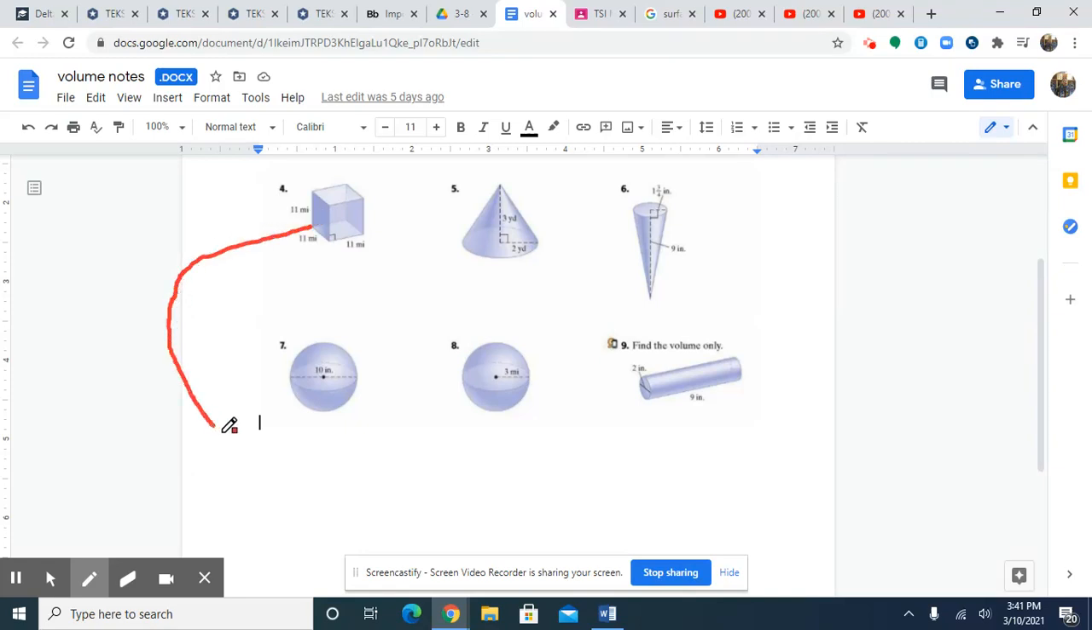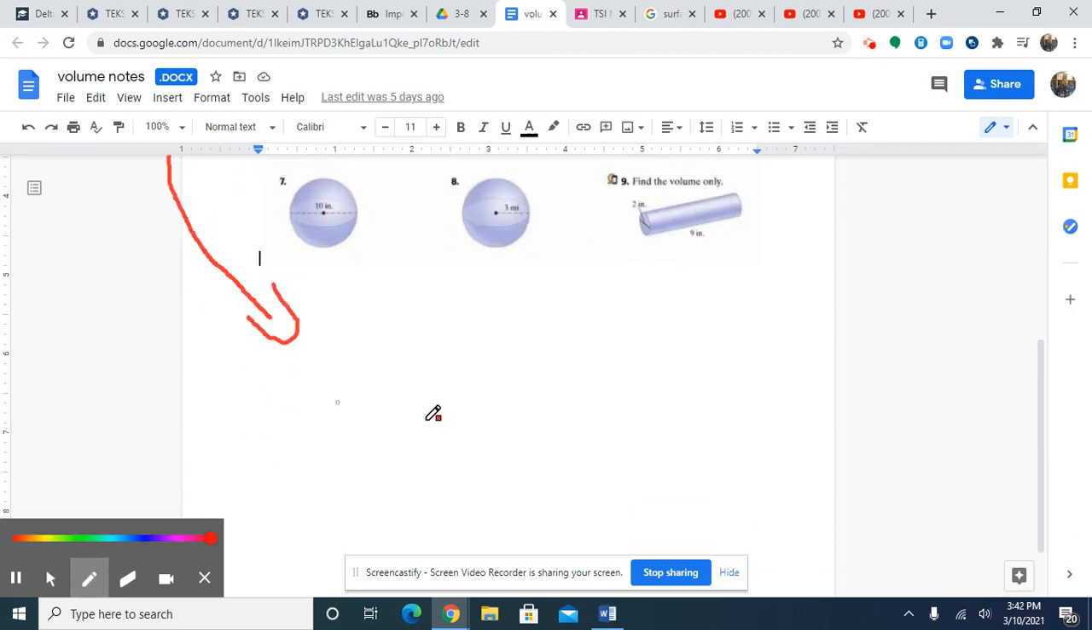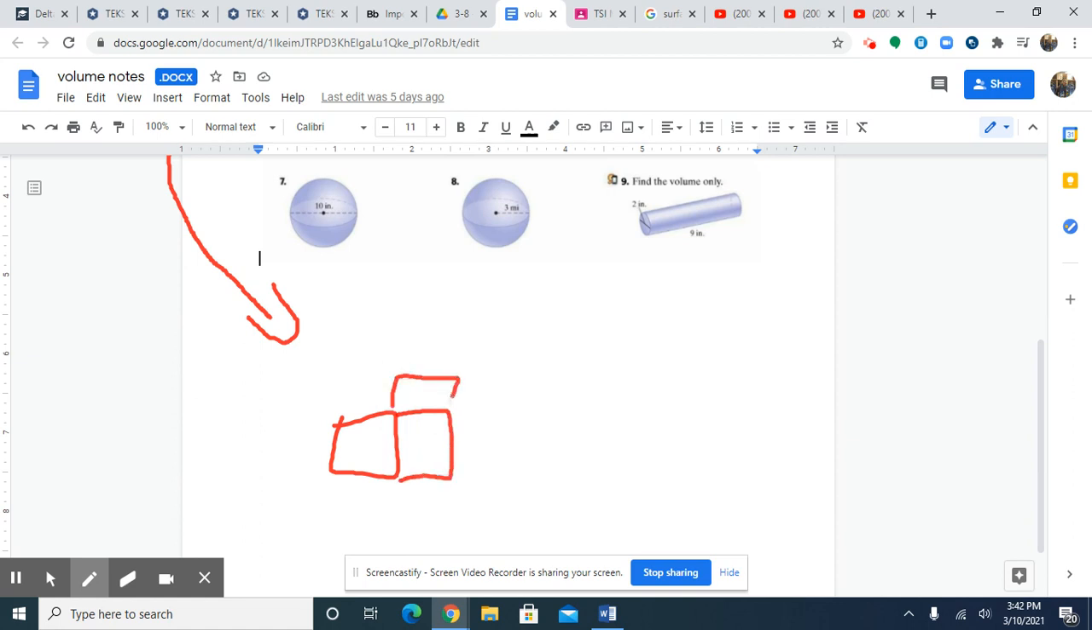So again, similar to the last video, we're gonna create a net of this cube right here. Being a cube, it is made up of 6 squares. So very similar, 6 squares with sides of 11 and 11. So sides of 11 and 11 mean that we have an area of 11 times 11, which is 121.